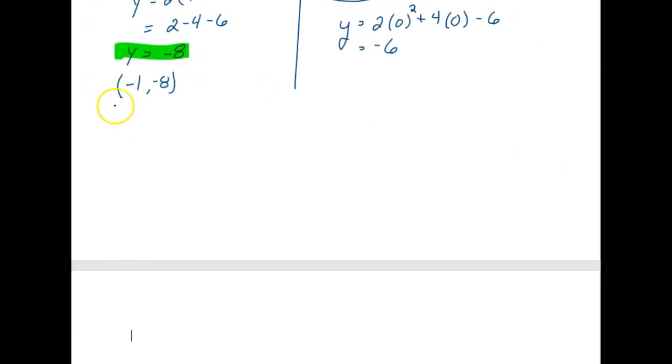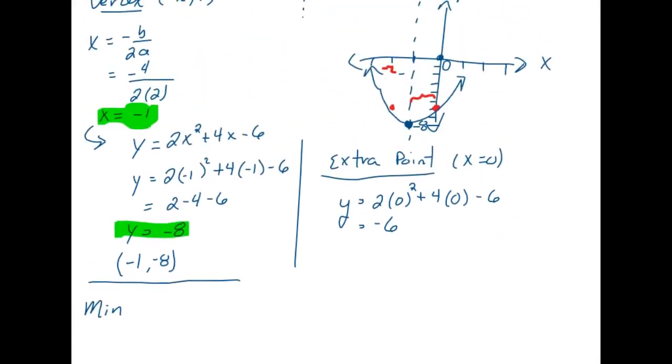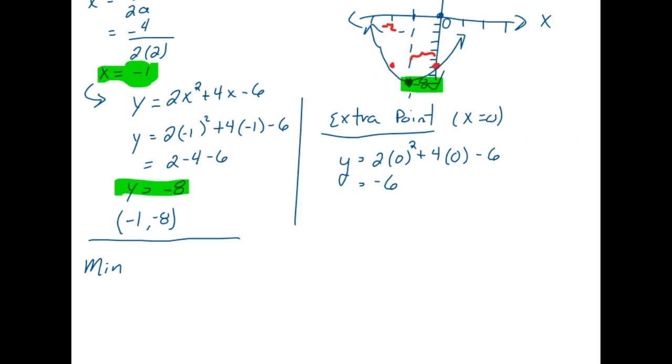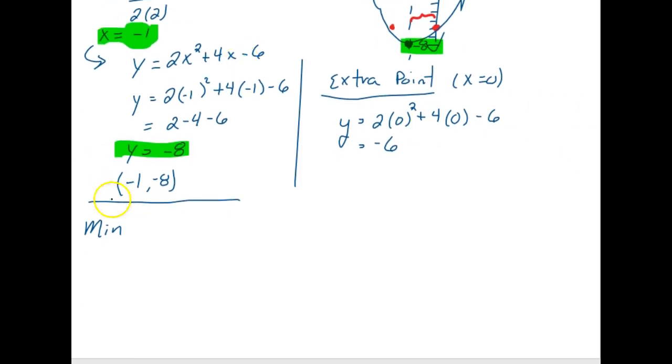Some other things we've filled out along the way as we're doing this. The graph has a minimum. That's the lowest point, and that is here at -8. The graph does not go any lower than that. So it has a minimum, and that occurs at y equals -8.